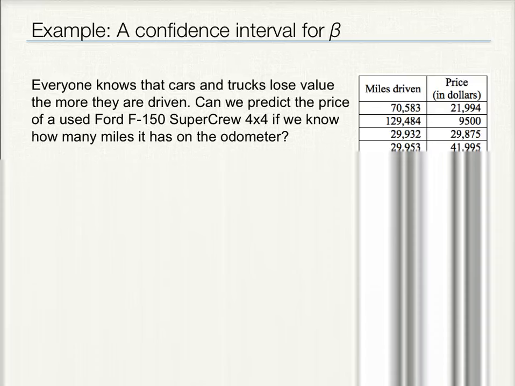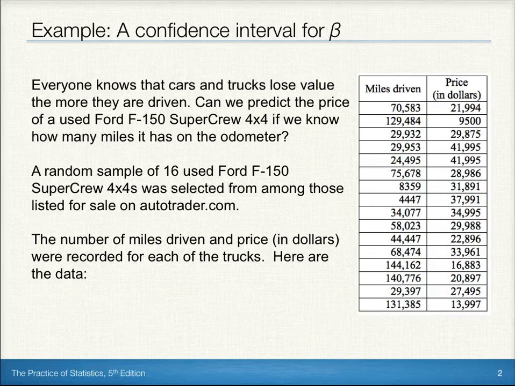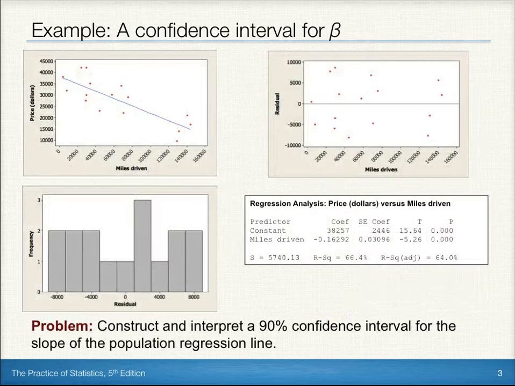Now, suppose a random sample of 16 used Ford F-150s was selected from among those listed for sale on Autotrader.com. The number of miles driven and the price in dollars were recorded for each of the trucks, and we see in this table the miles driven and the price in dollars for those trucks. Now here we see a scatter plot of that data, and we note there is a negative linear trend. As miles driven increases, it appears price decreases.